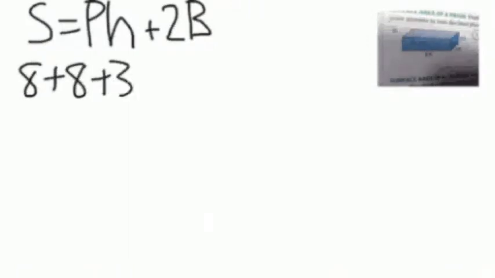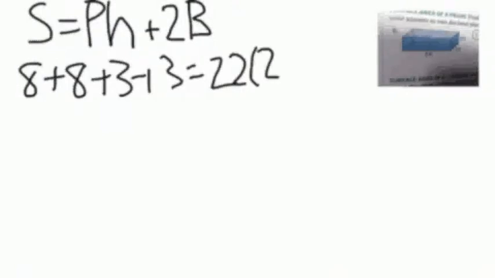So the first thing you're going to do is write out the formula, which is surface area equals the perimeter of the base times the height plus 2 times the area of the base. So the perimeter of the base is 8 plus 8 plus 3 plus 3, which equals 22. And you're going to times it by 2 because that's the height, and you get 44.